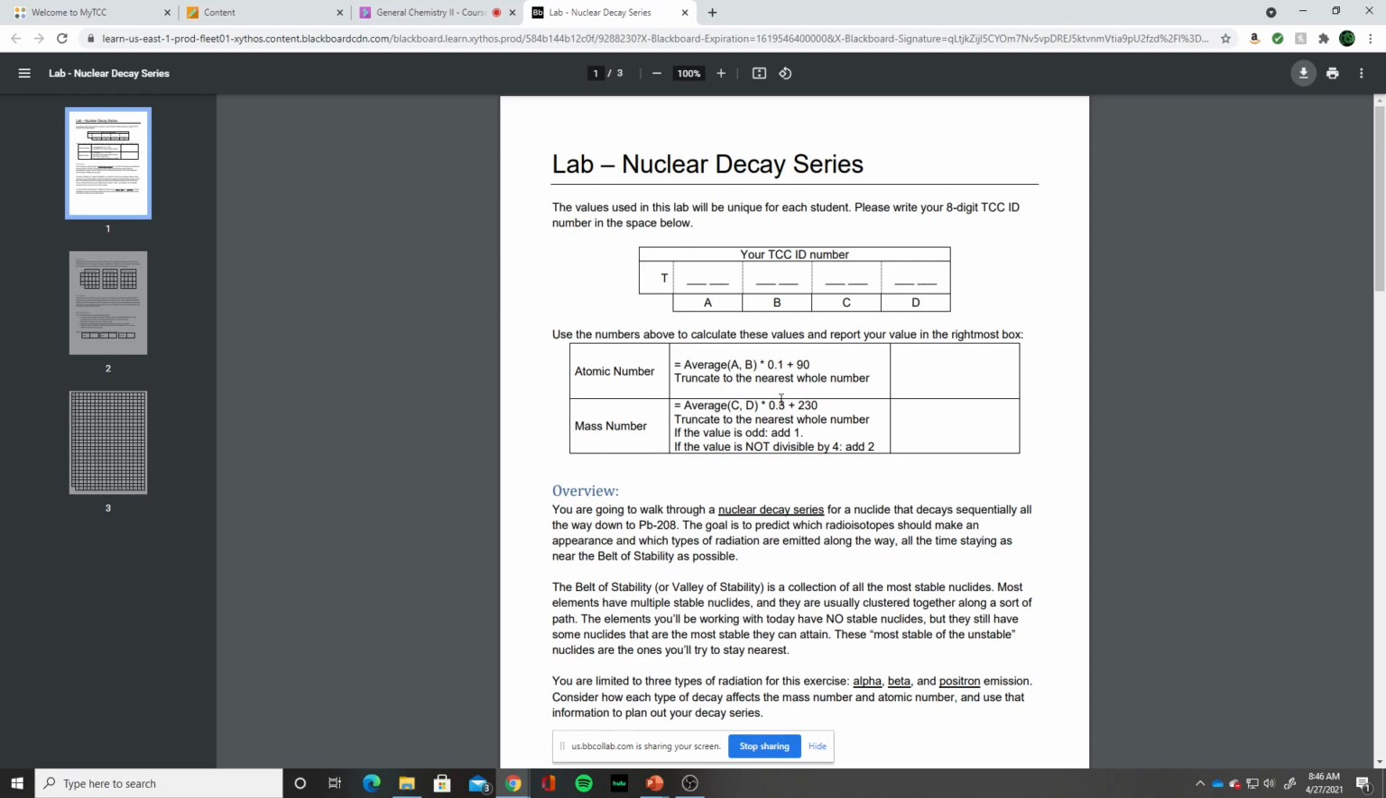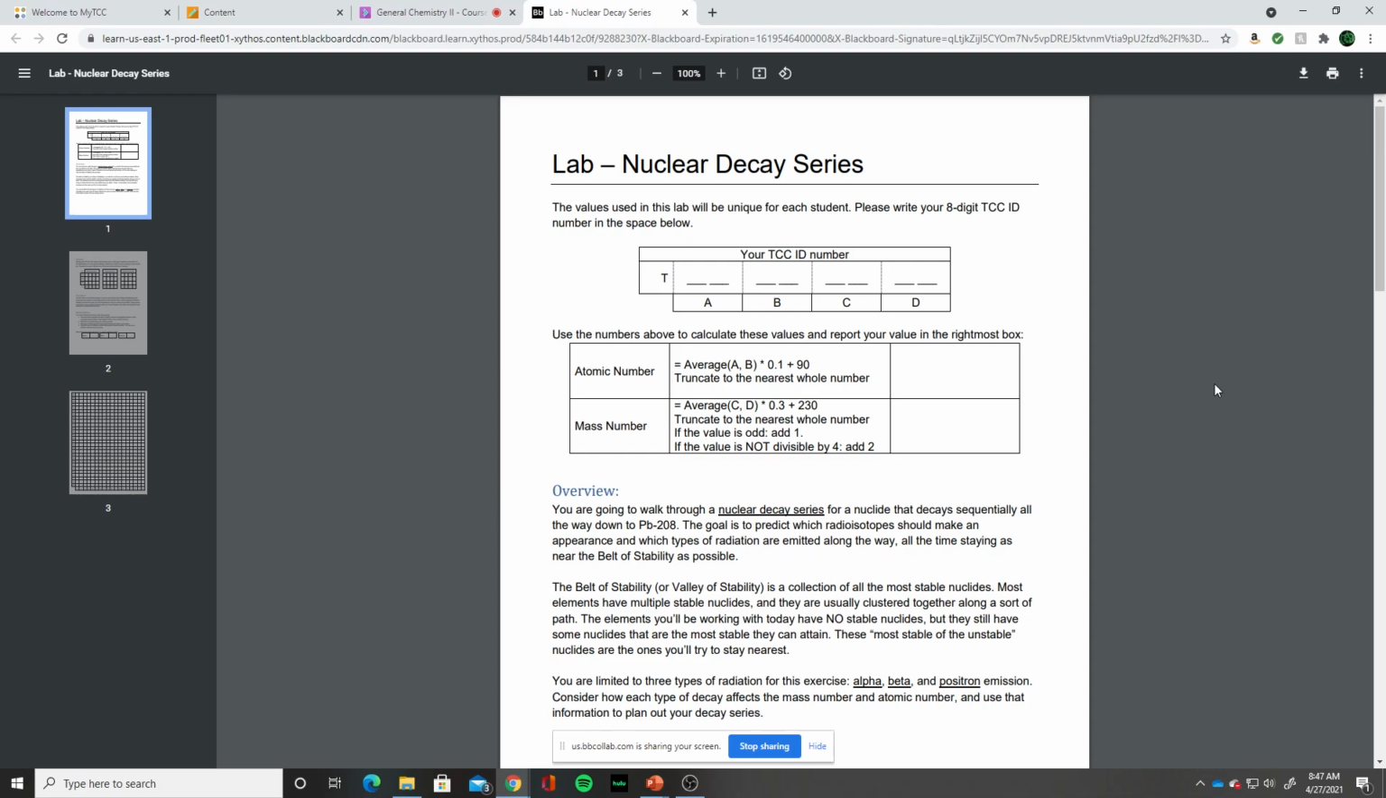To get your individual isotope, you're going to take the average of your A and B. So whatever 2 numbers you have here, maybe you have 20 and 17. Take the average of those 2, multiply it by 0.1, and then add 90. And then it says truncate to the nearest whole number. All that's saying is that if the number you get is like 101.51, just take it to the nearest number. So that would be 102. Just whatever the closest whole number is, because we can only work with whole numbers. We can't have fractions of protons.